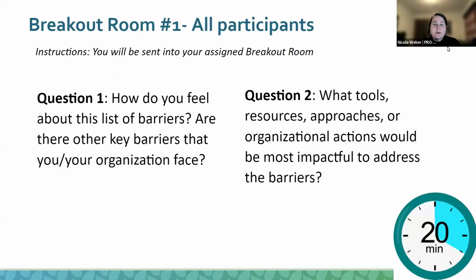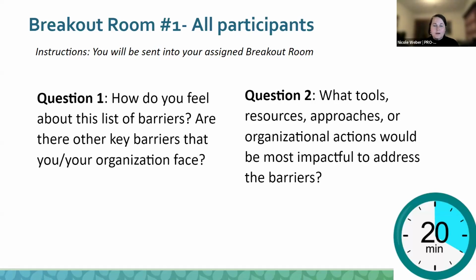Perfect. So we are going to go into that first breakout room. You'll have 20 minutes in that breakout room and be discussing these two questions. How do you feel about this list of barriers? Are there other barriers that you or your organization face? And then what tools, resources, approaches, or organizational actions would be most impactful to address those barriers?